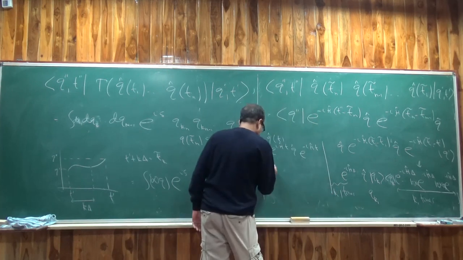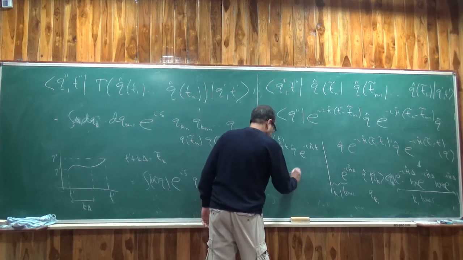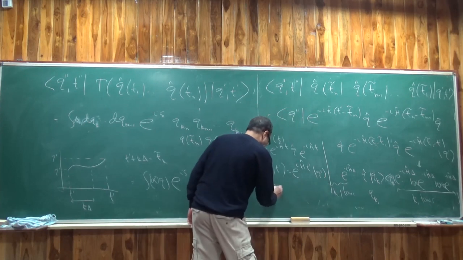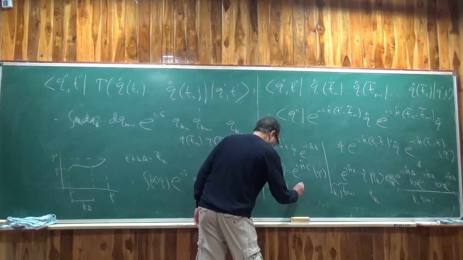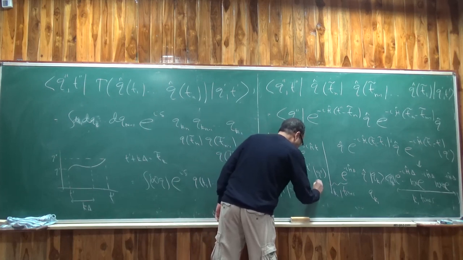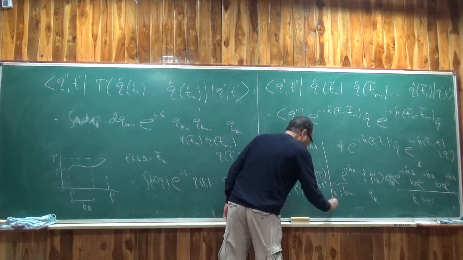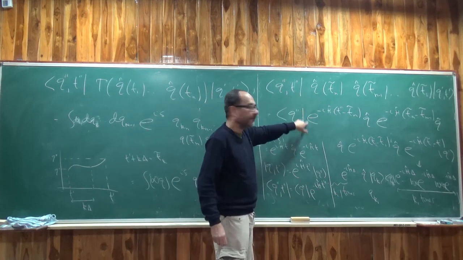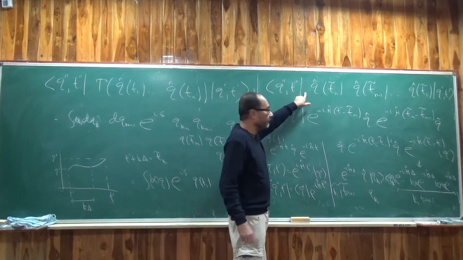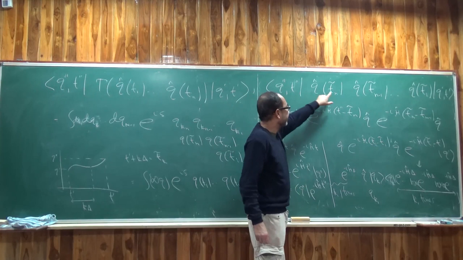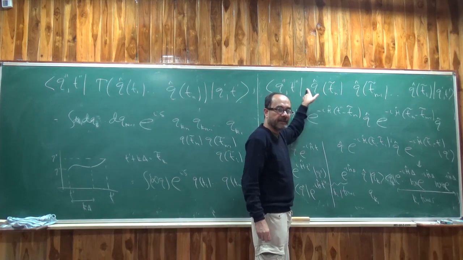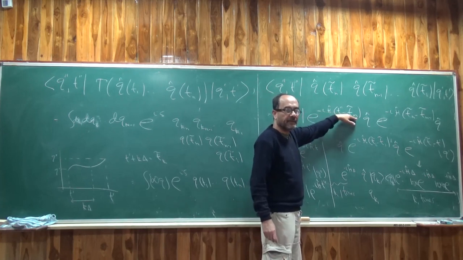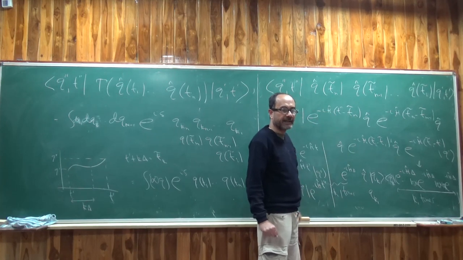The other one is that this state |q', t'> is e to the i H hat t' times |q'>, and <q'', t''| is <q''| e to the minus i H hat t''. Okay, so once you substitute this here, you get to this, right? Because this gives you, for example, e to the minus i H hat t''. This has e to the i H hat t-tilde to the left. Those combine to give you e to the minus i H hat (t'' minus t-tilde). So it's exactly the same kind of analysis that we were doing earlier.